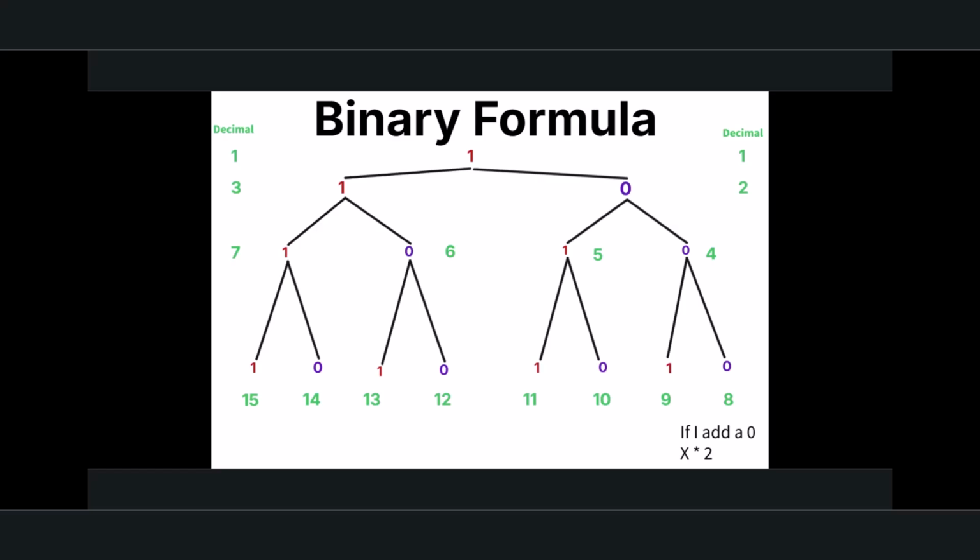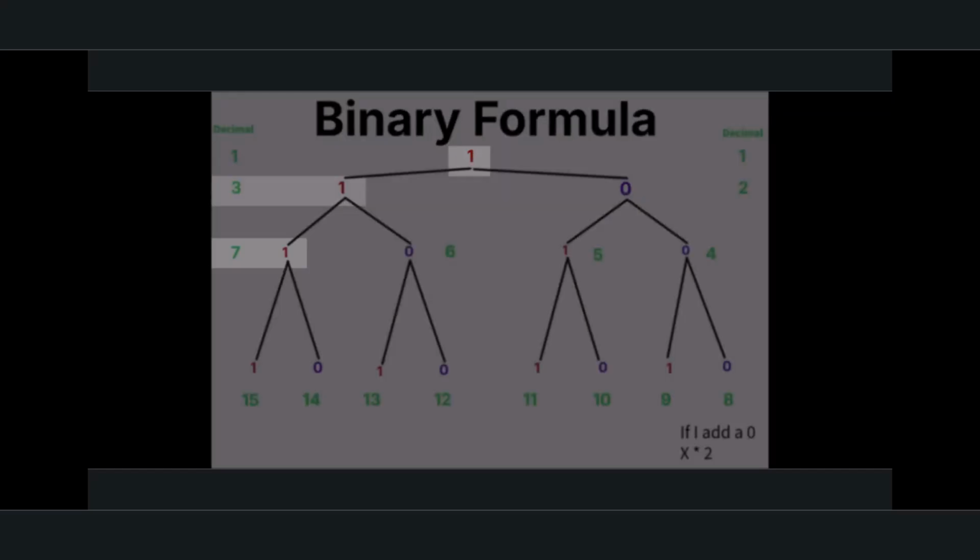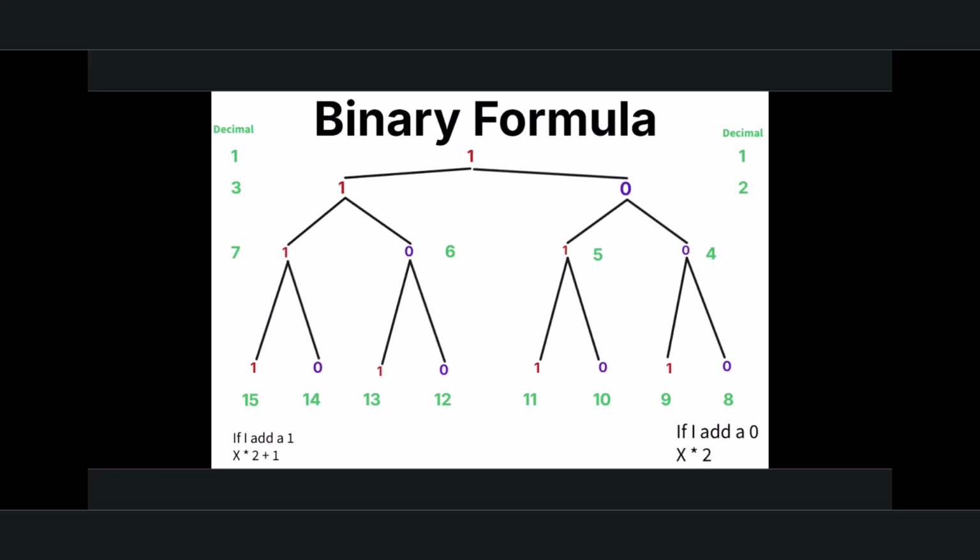Now, if I add a 1 to a binary number, so 1, 1 will become 3, which is double the 1 plus 1. So 2 plus 1 is 3. If I have 1, 1, 1, it becomes 7, which is double the 3 plus 1. If I have 1, 1, 1, and I add a 1, I get 15, which is double the 7 plus 1. So if I add a 1, the formula is x, which is my number, multiplied by 2 plus 1.